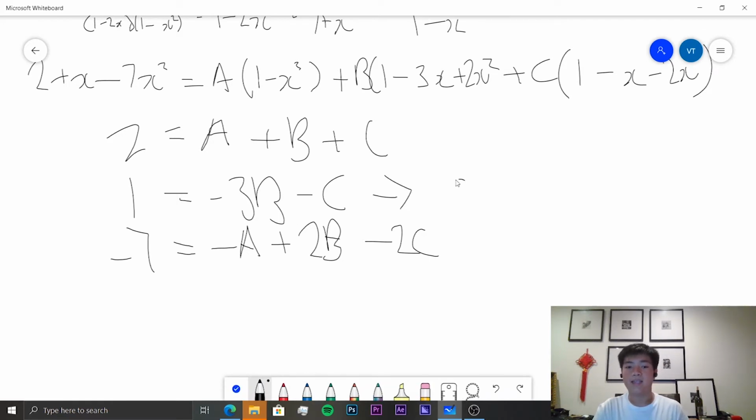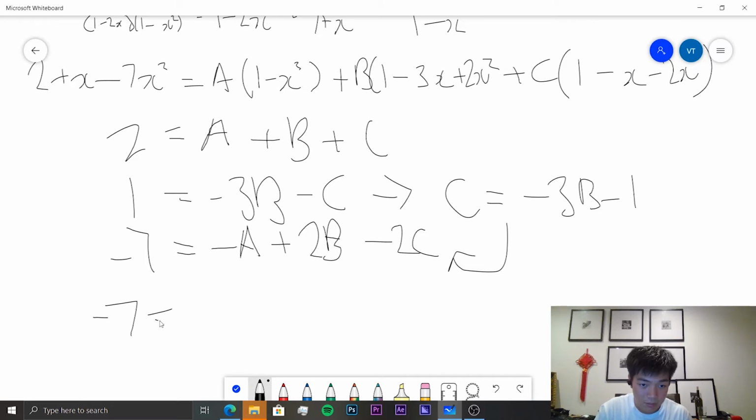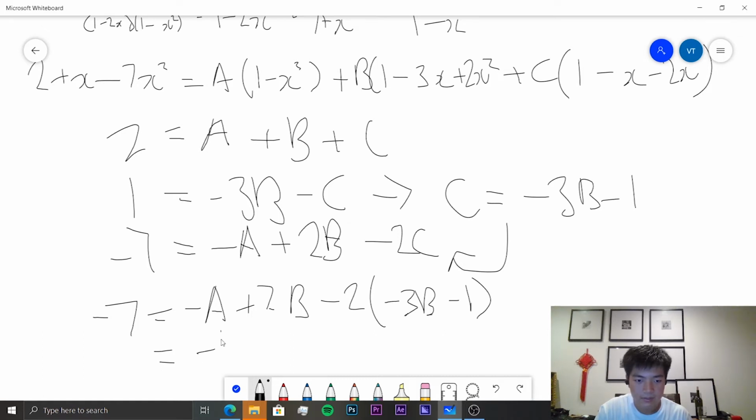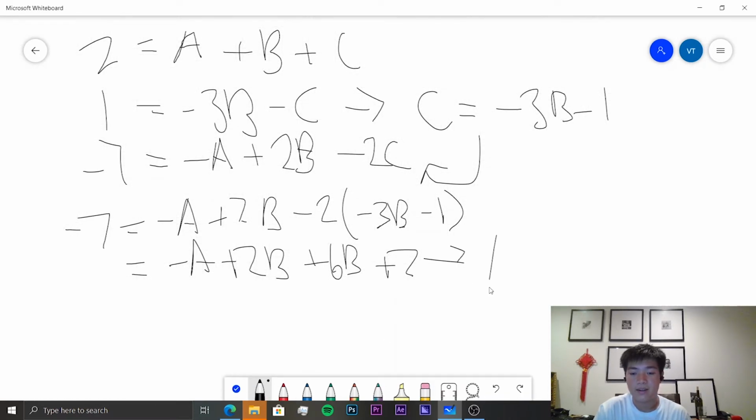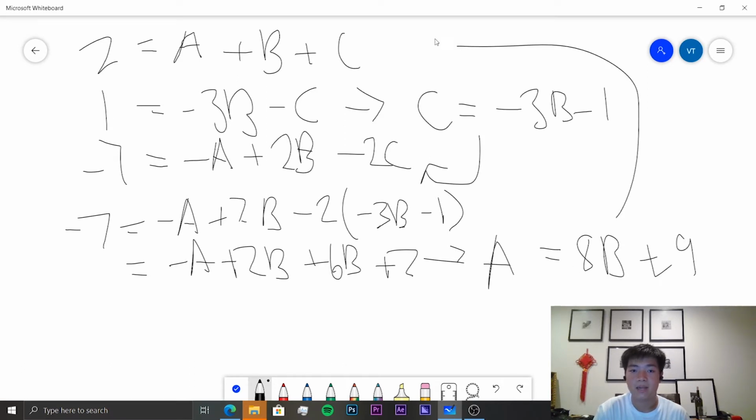So from this equation, we get that c is equal to negative 3b minus 1. So we can substitute that into here, I guess. So negative 7 is equal to negative a plus 2b minus 2 times negative 3b minus 1, which is equal to negative a plus 2b plus 6b plus 2. And so from this equation, we get that a is equal to 8b plus 9, and we can substitute it back into this equation.